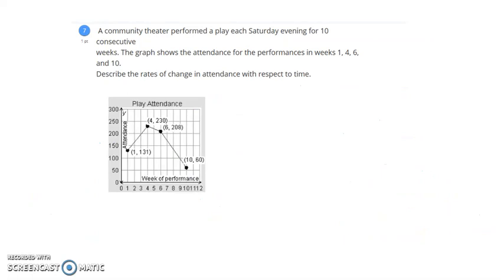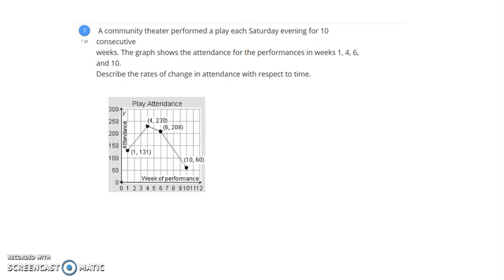All right, number 7, last but not least. A community theater performed a play each Saturday evening for 10 consecutive weeks. The graph shows the attendance for the performances in weeks 1, 4, 6, and 10. Describe the rates of change in attendance with respect to time.